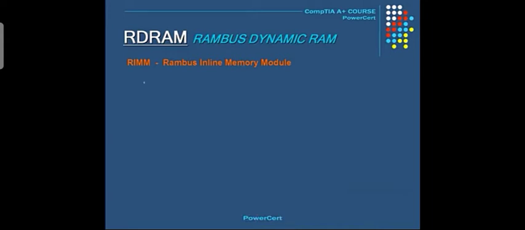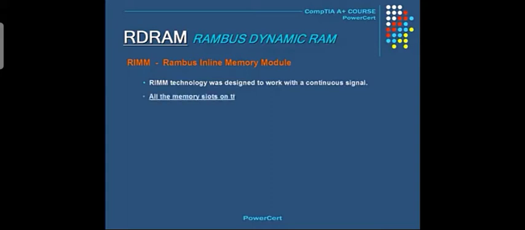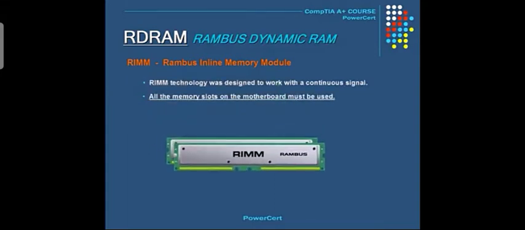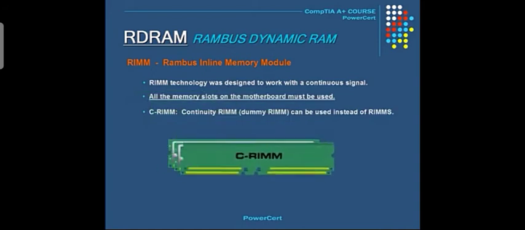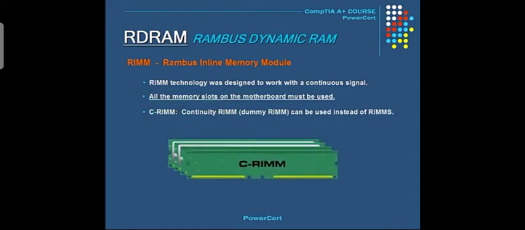RIM technology was designed to work with a continuous signal, which means that all the other memory slots on the motherboard must be used for RIMs to work properly. And if other RIMs are not available, then a user can install a CRIM, or continuity RIM, which is basically a dummy RIM to ensure continuity in all the memory slots.